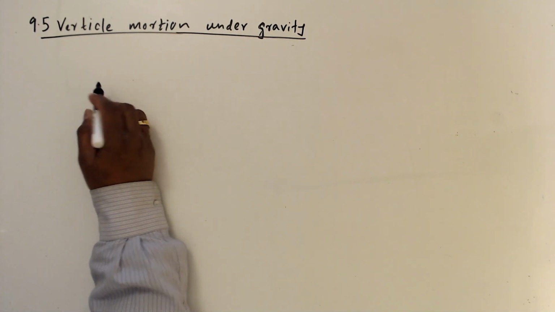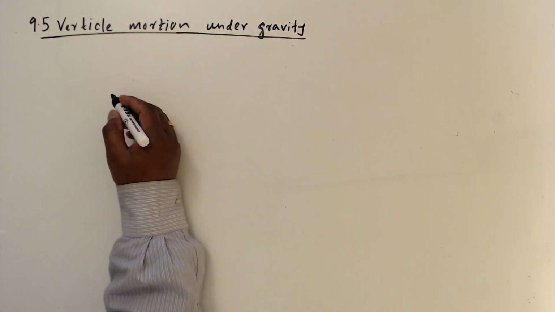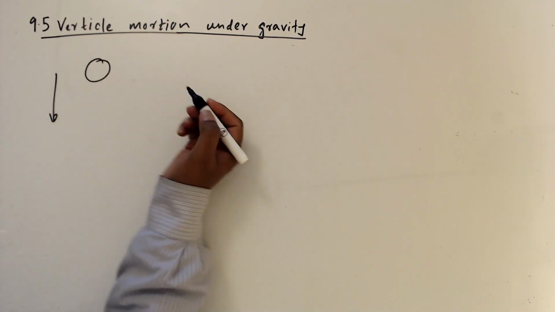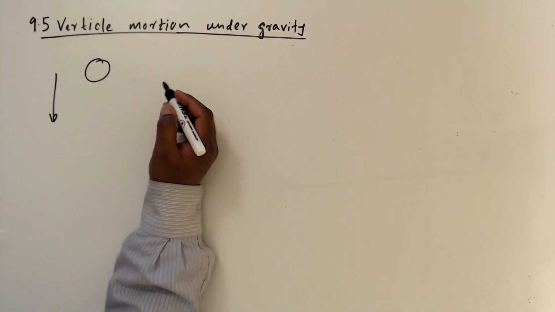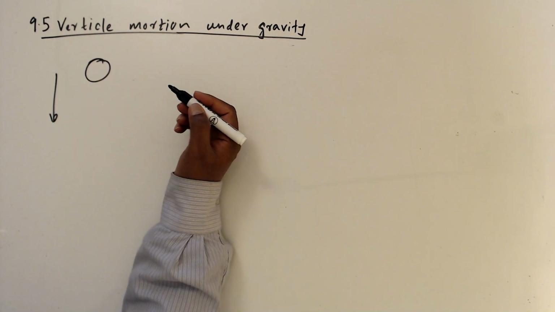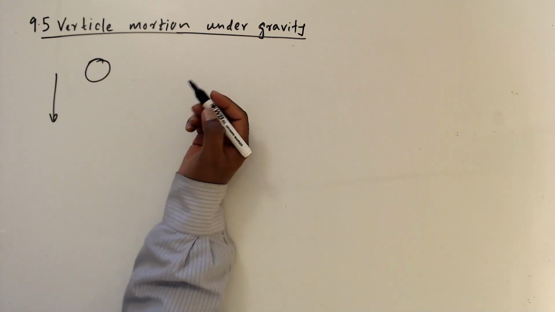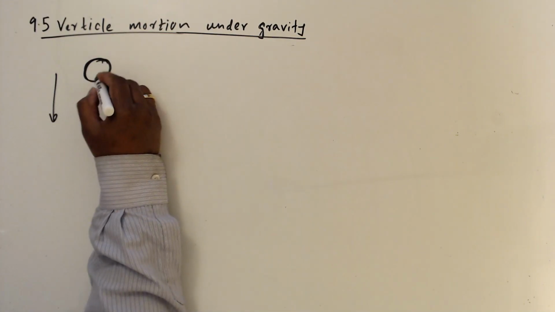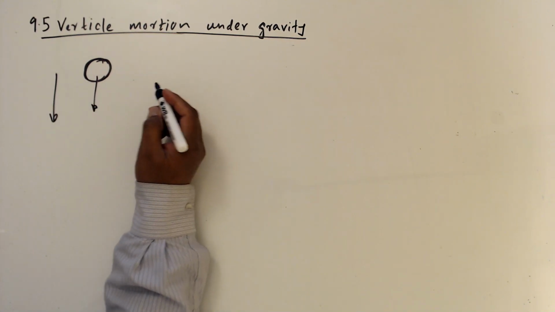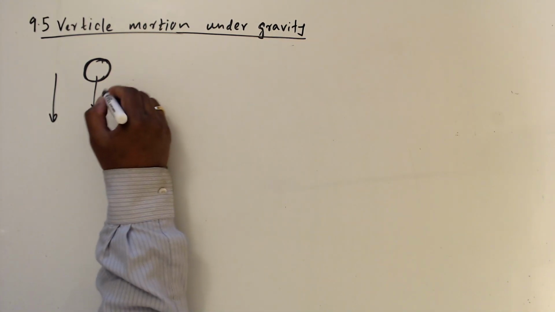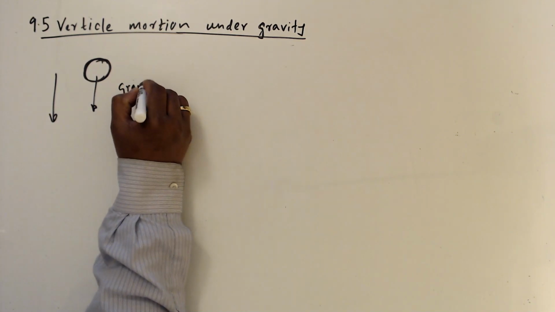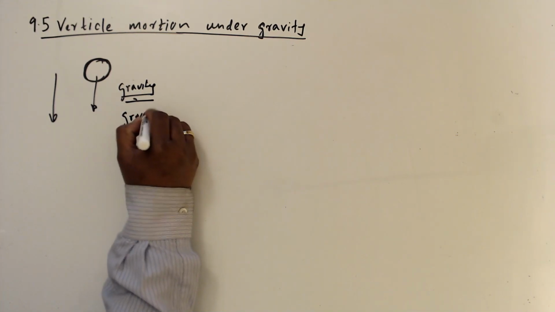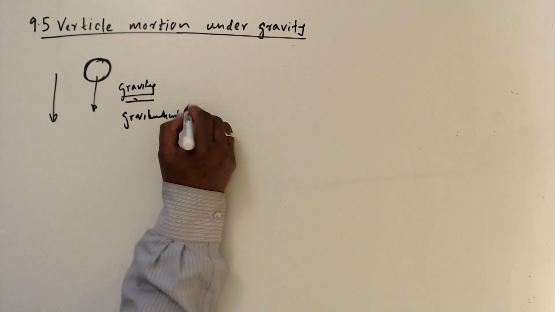In this section, 9.5 Vertical Motion Under Gravity, we discuss an object moving vertically downwards. So what kind of forces are going to affect it, and what is the acceleration? As we know, the object falls freely because of gravity. So gravity, gravitational force.